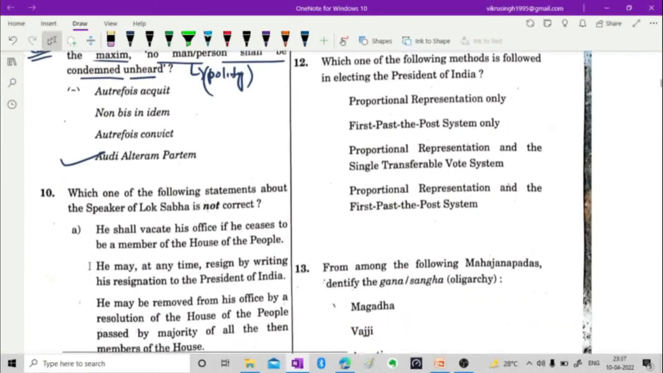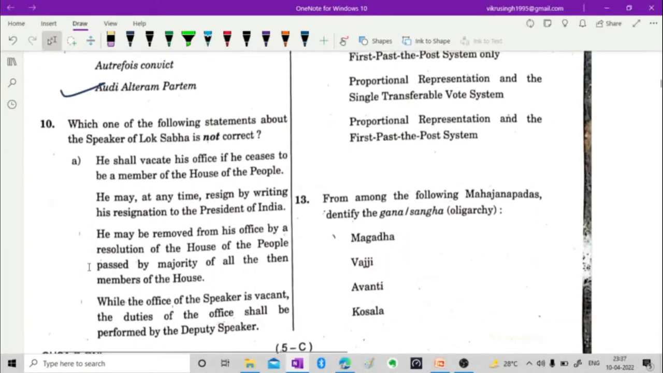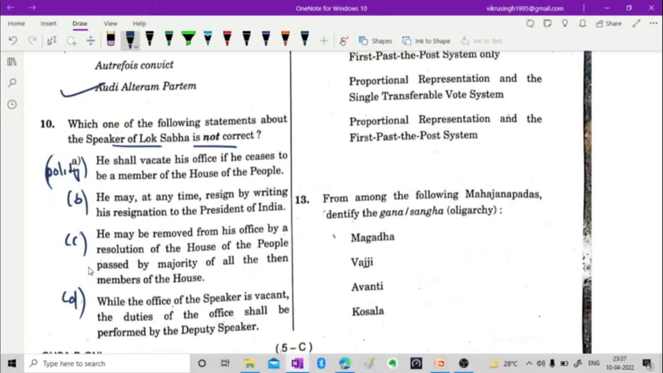Which of the following statements about the Speaker of Lok Sabha is not correct? This is again from the polity. See option D. So the correct option is about the Speaker of the Lok Sabha which is not correct. So he shall vacate his office if he ceases to be a member. Yes, it is true. He may at any time resign by writing his resignation to the Deputy Speaker. So this is not correct. So the correct option is B. B is the correct option, which is not correct.